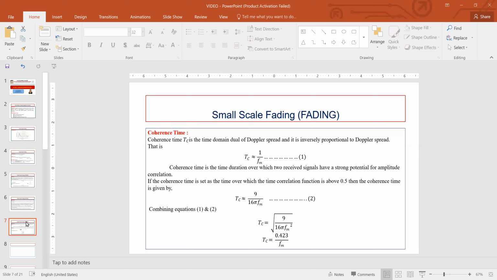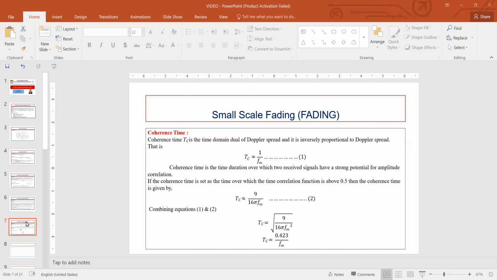It is also related to the time correlation function. Even though it is proportional to 1 by fm, it is not always exactly equal to 1 by fm. So it depends on the time correlation function. If it is above 0.5, then it is given by 9 by 16 pi fm. If we combine the first equation and the second equation by taking the geometric mean, the coherence time Tc is equal to the root of 9 by 16 pi fm into 1 by fm. So it is the root of 9 by 16 pi fm square, and that value is approximately equal to 0.423 by fm.